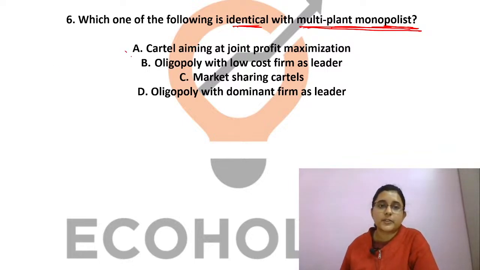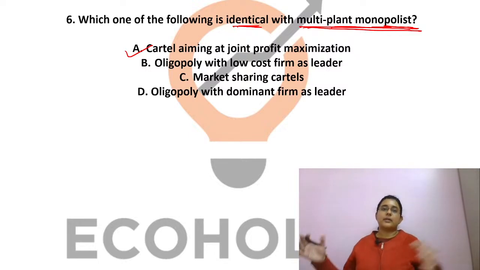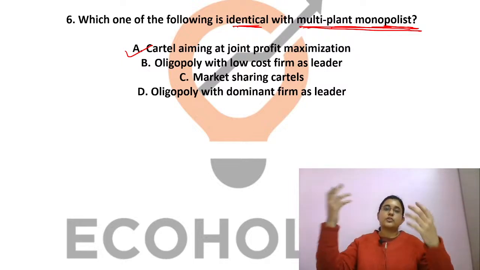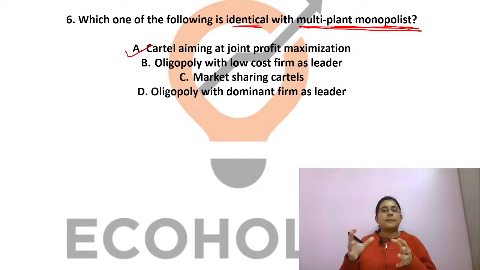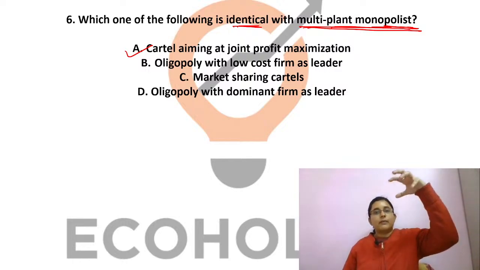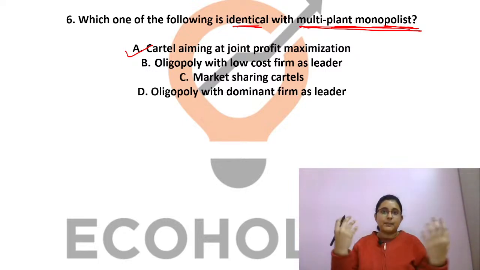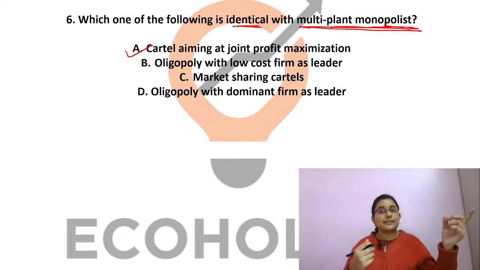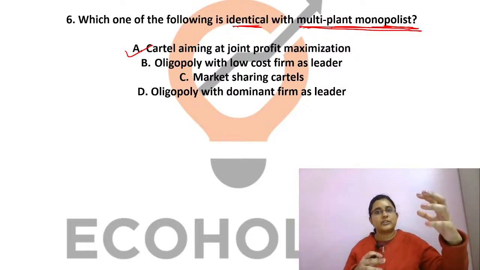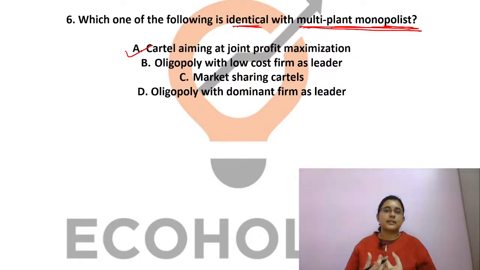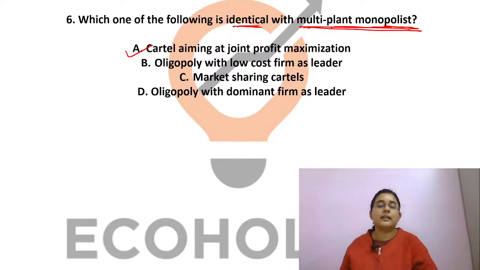Actually, the right answer would be option A. Because in the cartel, what do we have? We have many firms forming a cartel and they are working towards joint profit maximization. A similar thing happens in the multi-plant monopolist as well, where we have one central monopolist and multiple plants operating under it, just as in a cartel, where we have a central agency and multiple firms working under a single cartel, but all together working towards profit maximization. So a cartel aiming at joint profit maximization is identical with the multi-plant monopolist. Option A is definitely your right answer.